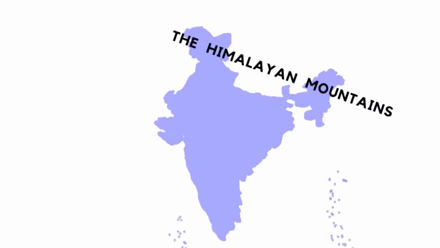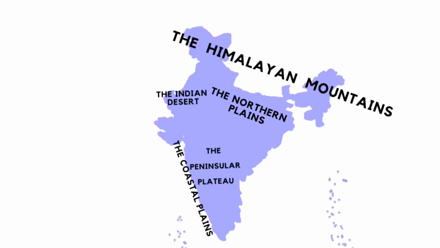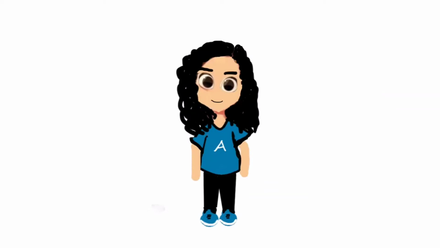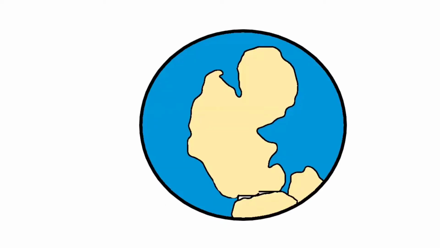Now we are going to take up the major physiography of India: the Himalayan mountains, the Indian desert, the northern plains, the peninsular plateau, the coastal regions, and then the islands. Okay students, are you ready?